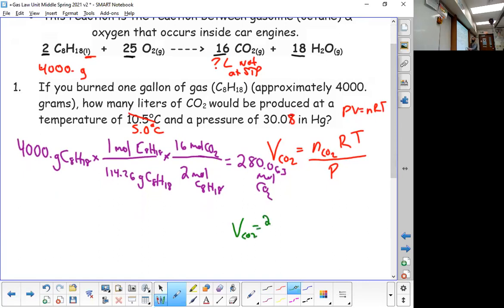Then for this, okay, we want the volume of CO2. So we have the moles, 280.063 moles of CO2 times R. If you guys want to do atmospheres or kilopascals. We have pressure in inches of mercury, so we have to get to one or the other. So which R value? All right, well, I'm just going to use 8.314 kilopascal liters per mole Kelvin. Our temperature, add the 273. We're at 278.0 Kelvin.